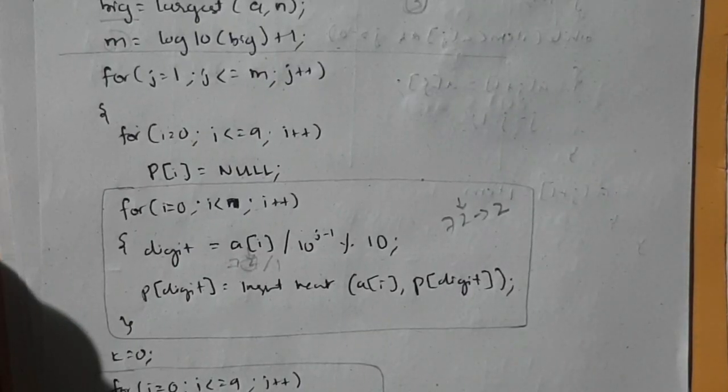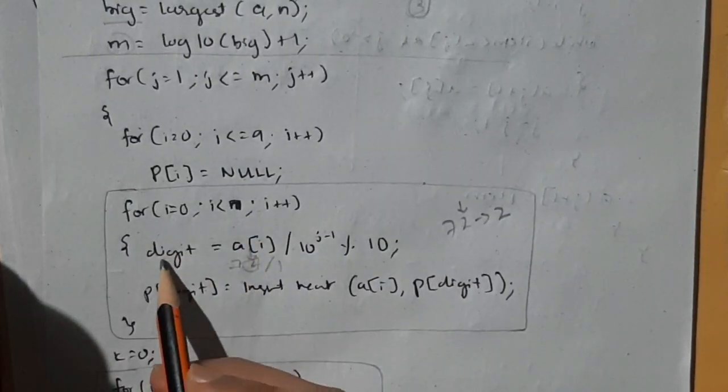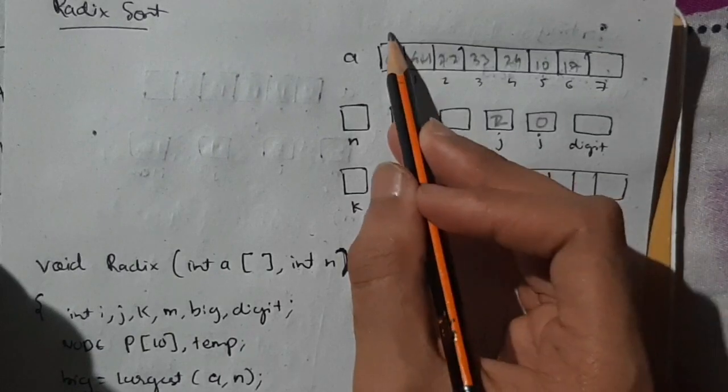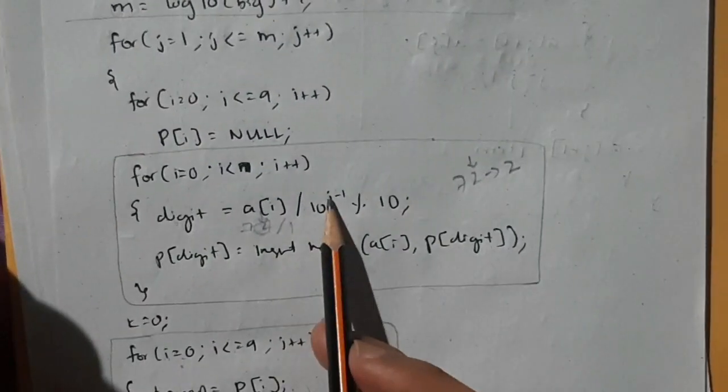When that has become null, you will again come to this for loop. i will run from 0 to n and it will calculate each digit of a of i. It will calculate this first, and it is looking at the second digit now. How do you know it is looking at the second digit now? See here, j is 2, right?